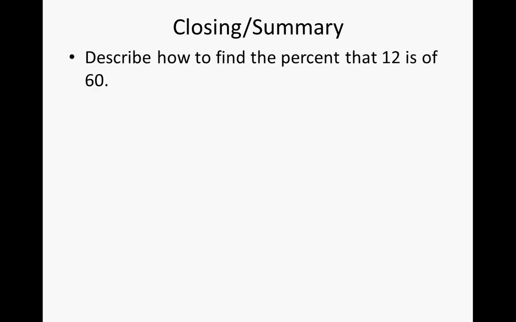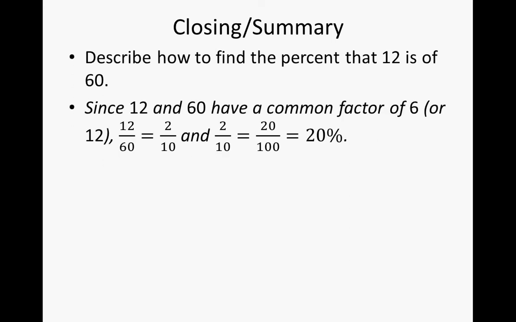All right, let's wrap this up. Describe how to find the percent that 12 is of 60. So 12 is a part, 60 is a whole, and we need to find the percent. Well, since 12 and 60 have a common factor of 12, we can write 12 over 60 is equal to 2 over 10, which can be made the equivalent fraction of 20 over 100, and that would give us 20%.